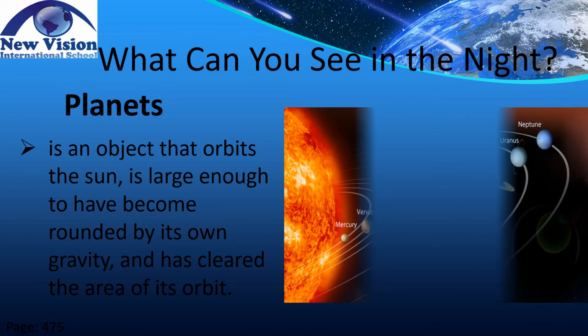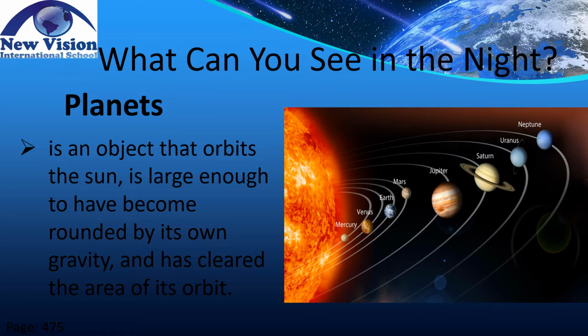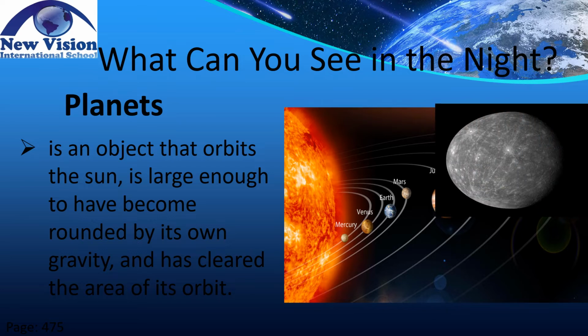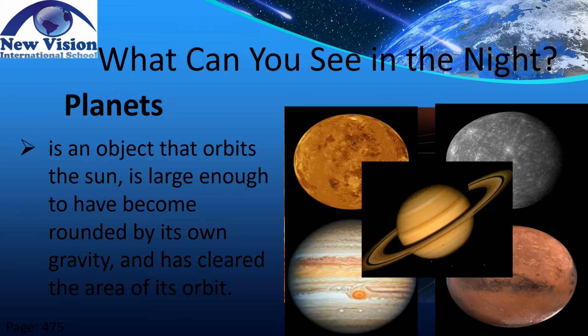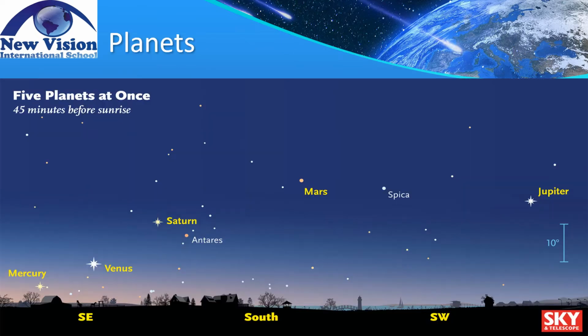A planet is an object that orbits the Sun, is large enough to have become rounded by its own gravity, and has cleared the area of its orbit. There are 8 planets in our solar system. 5 are visible from Earth without a telescope. These 5 planets are Mercury, Venus, Mars, Jupiter, and Saturn. Here are the 5 planets: Mercury, Venus, Saturn, Mars, Jupiter.